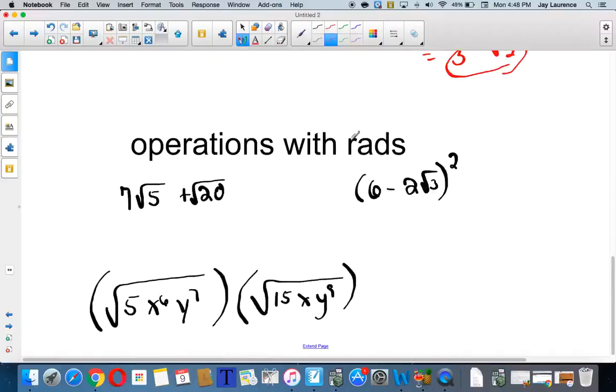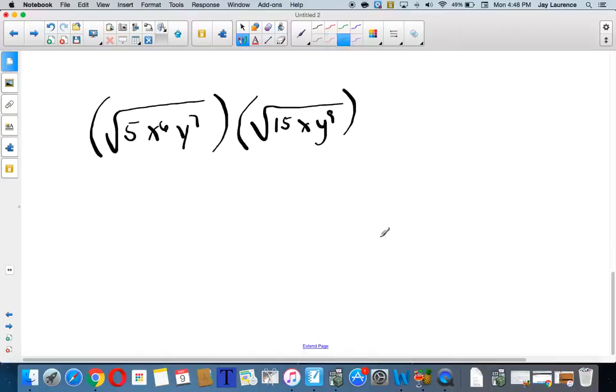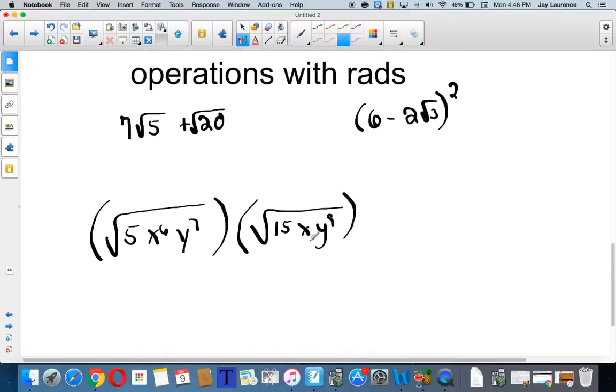All right. How about these problems here? Well, some of you are thinking with 7 rad 5 plus rad 20 that they aren't like terms, and therefore I can't do anything.